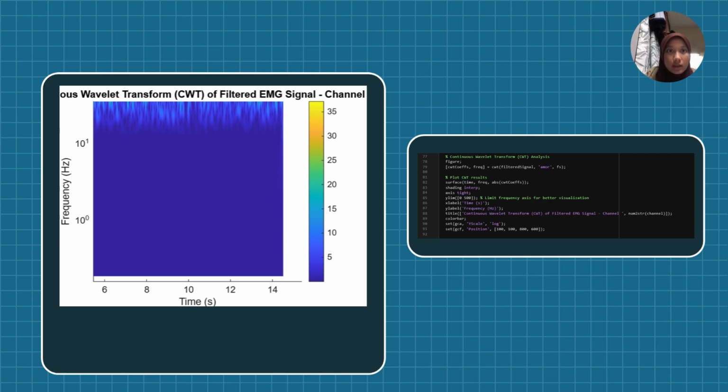Next to it is the scaleogram obtained from the CWT analysis. The x-axis represents time, the y-axis represents frequency in hertz, which is on a logarithmic scale, and the color scale indicates the magnitude of wavelet coefficients. What we can observe is that most of the energy is concentrated at the lower frequencies with some transient high-frequency activity at the beginning. This confirms that the EMG signal has dominant low-frequency components which are crucial for muscle activity.